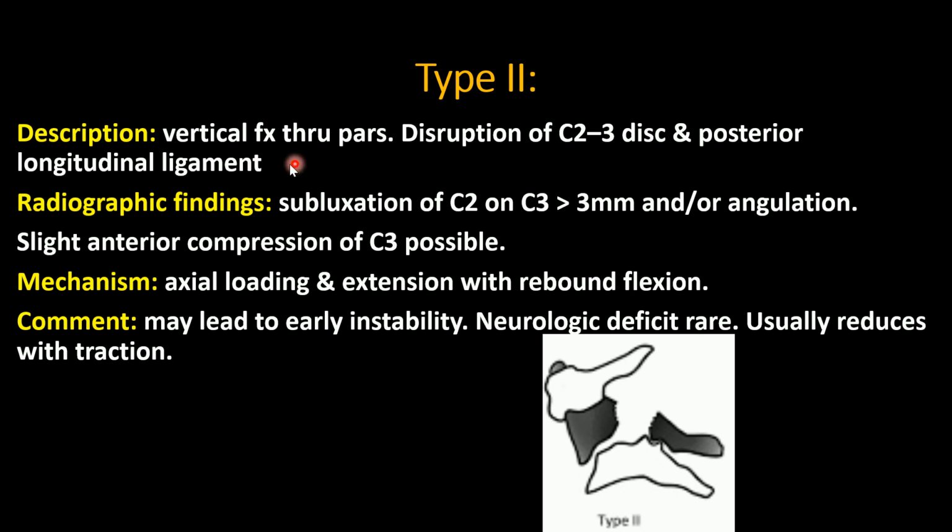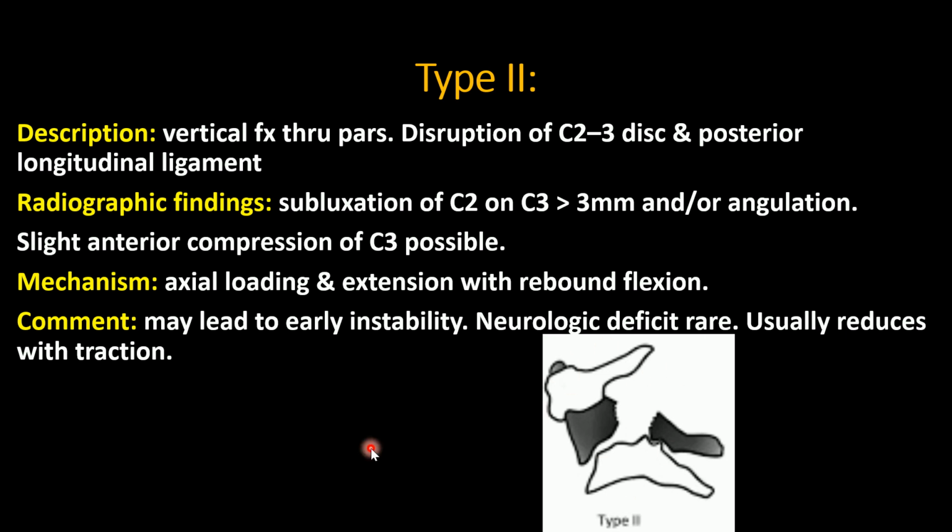The vertical fracture passes through the pars as a classical definition, and there is disruption of the disc, which is evidenced by subluxation more than 3 millimeters. Also, the posterior longitudinal ligament may be injured. Axial loading and extension with rebound flexion.